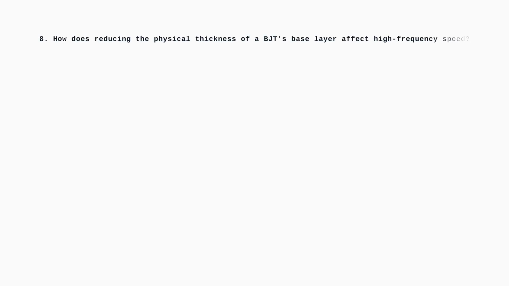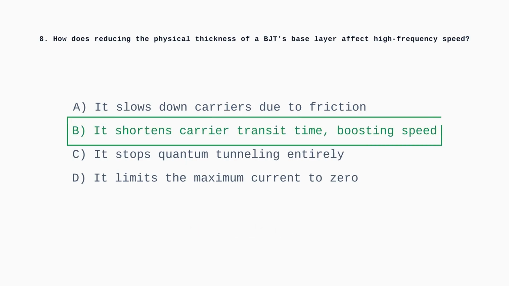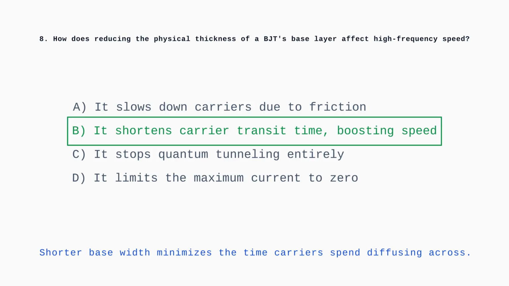Question 8. How does reducing the physical thickness of a BJT's base layer affect high-frequency speed? Reducing the base width shortens the minority carrier transit time across the base, raising the high-frequency transition cutoff.